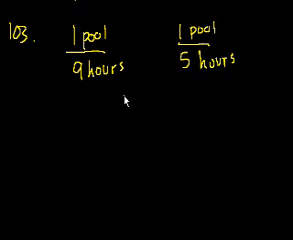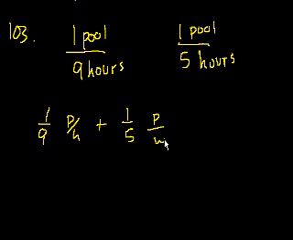So essentially, we can just add their two rates, right? This one does 1/9 pool per hour, plus 1/5 pool per hour. I just rewrote those two. So what's 1/9 plus 1/5? Let's find a common denominator.